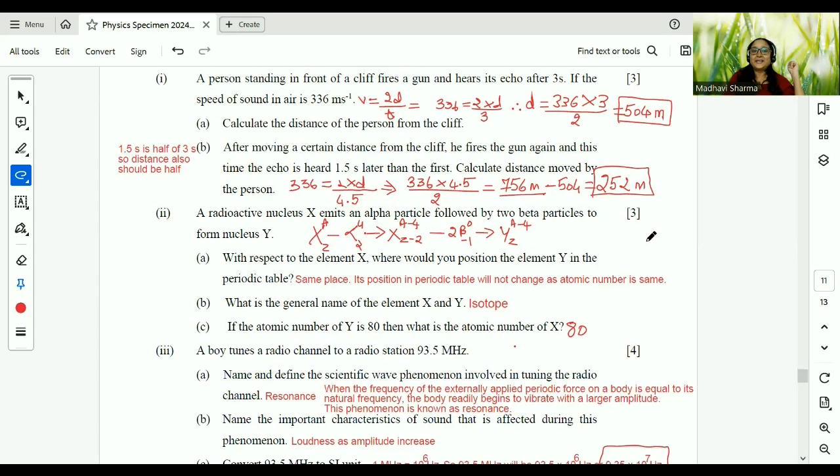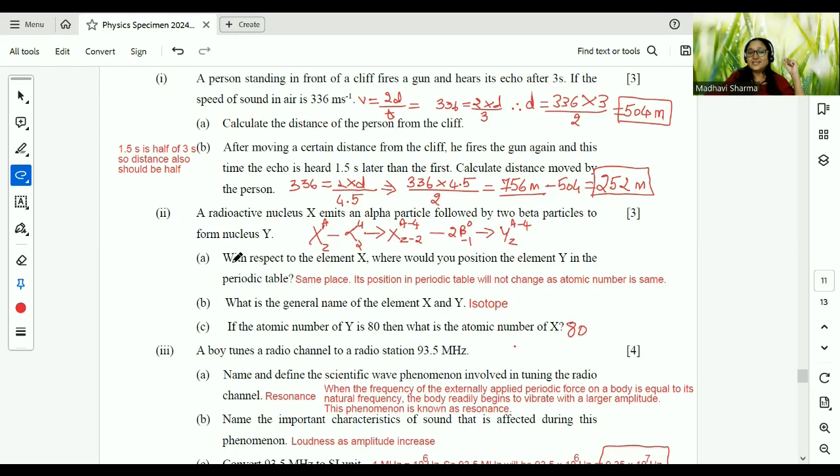Okay, let's go ahead. A radioactive nucleus X emits an alpha particle. So X is A and Z. It emits an alpha, which is 4 and 2, followed by 2 beta particles to form nucleus Y. So after emitting alpha, it becomes A minus 4 and Z minus 2. Then it gives 2 beta particles, so it becomes Y, A minus 4 and Z.